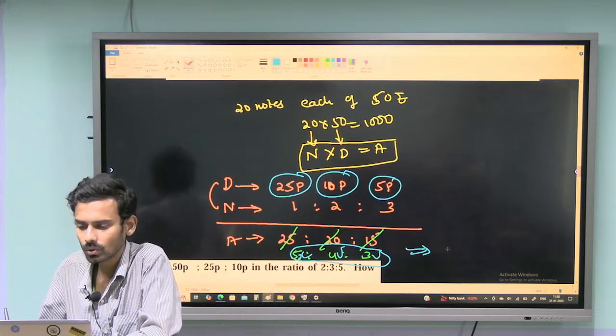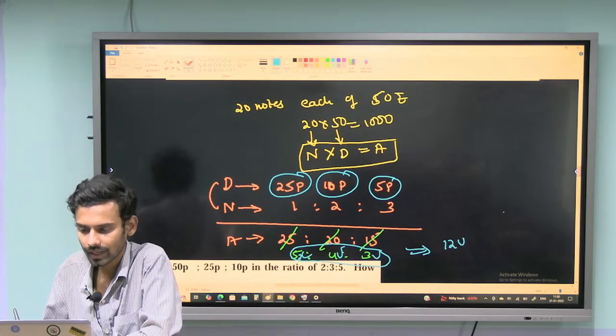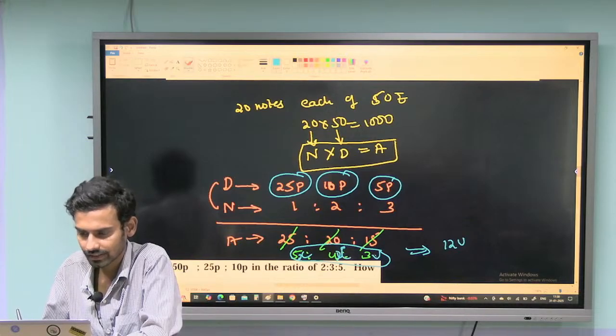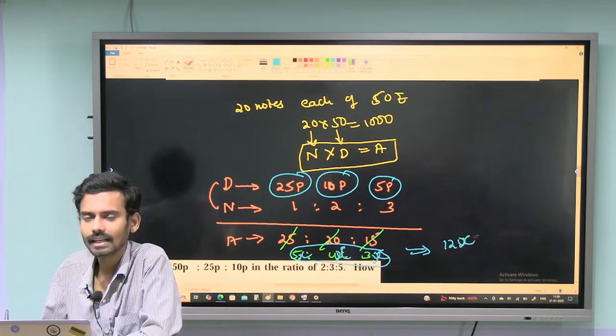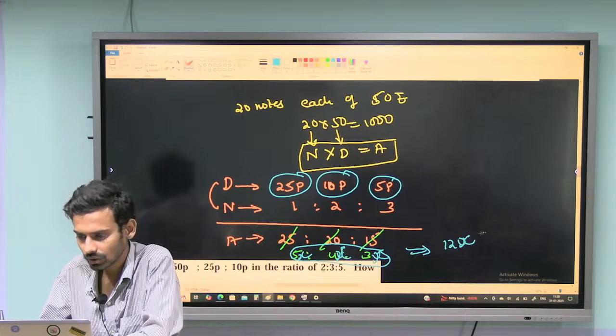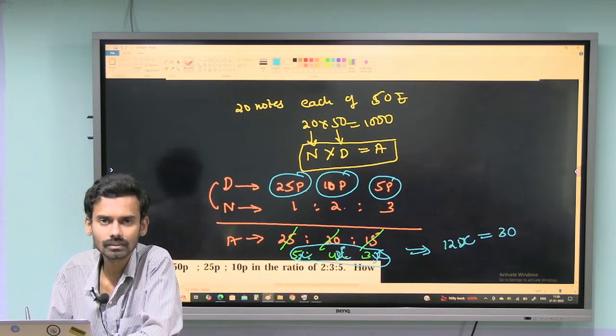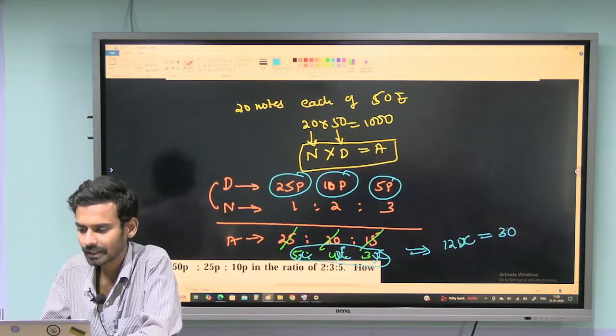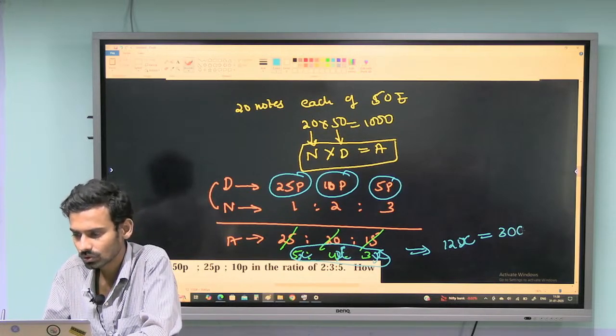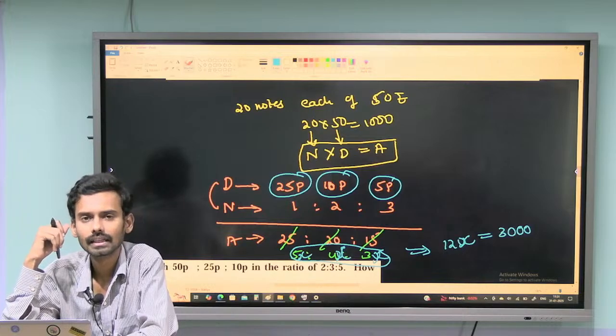So total amount, is it 12 units or 12x? You can call it units or x. Is 12x the total amount? And according to the question, this is 30 rupees. But the denominations are given in paisa, so I will write 30 rupees in paisa, that is 3000 paisa. Clear till here?